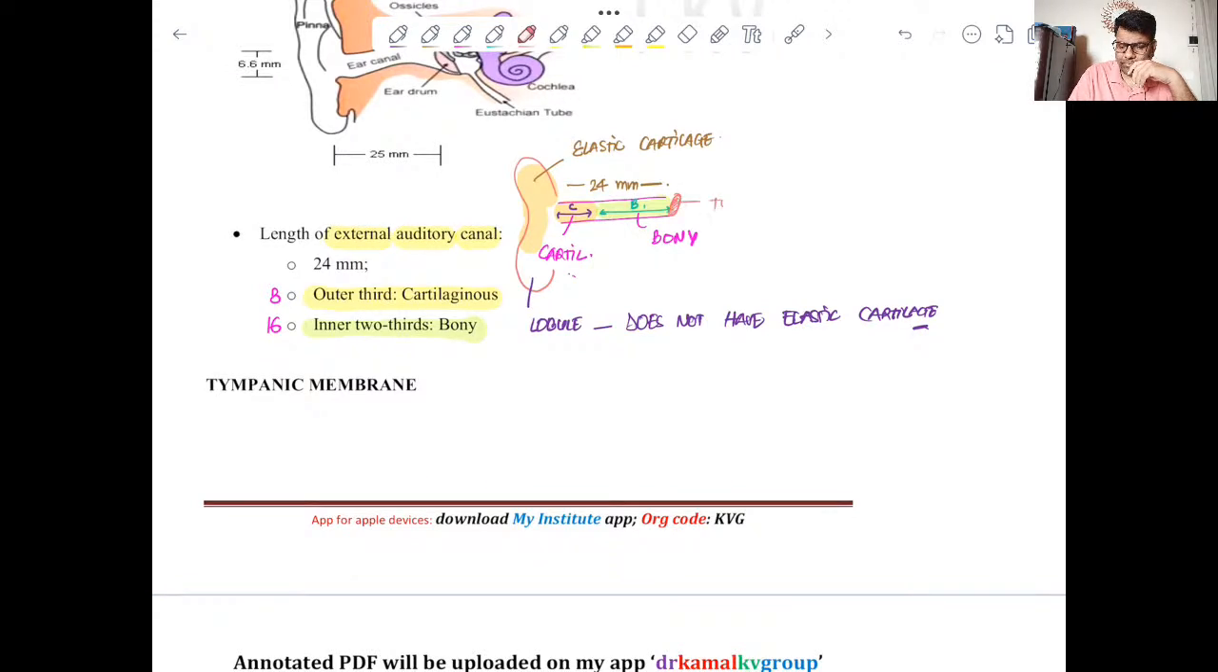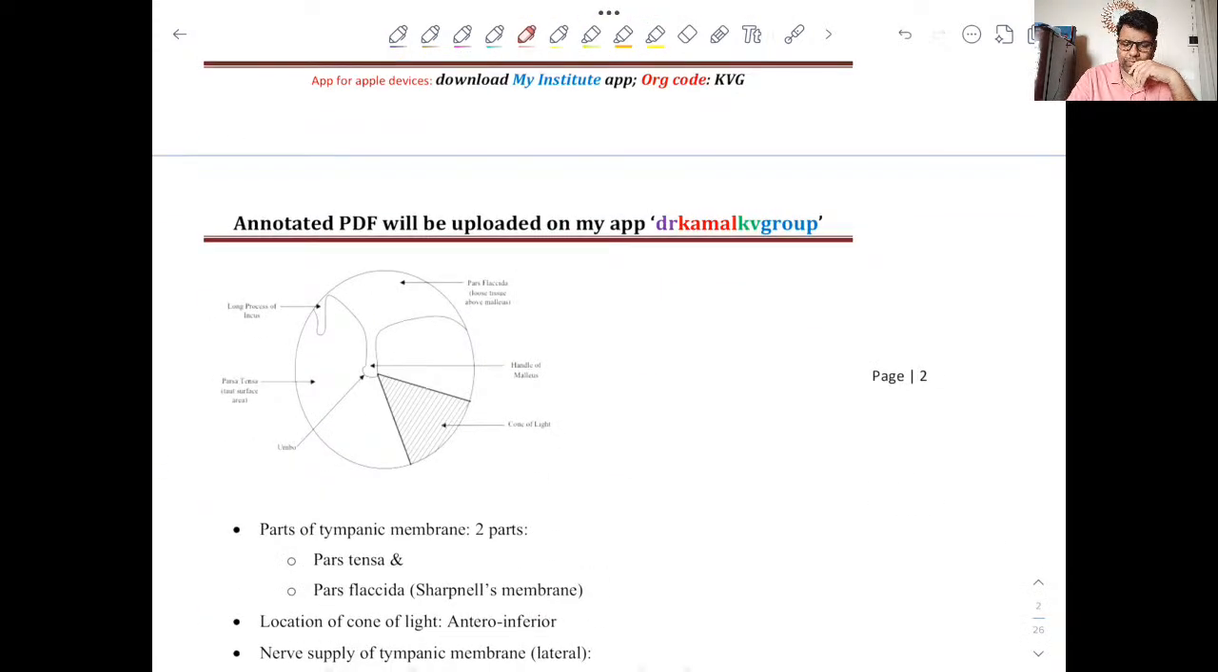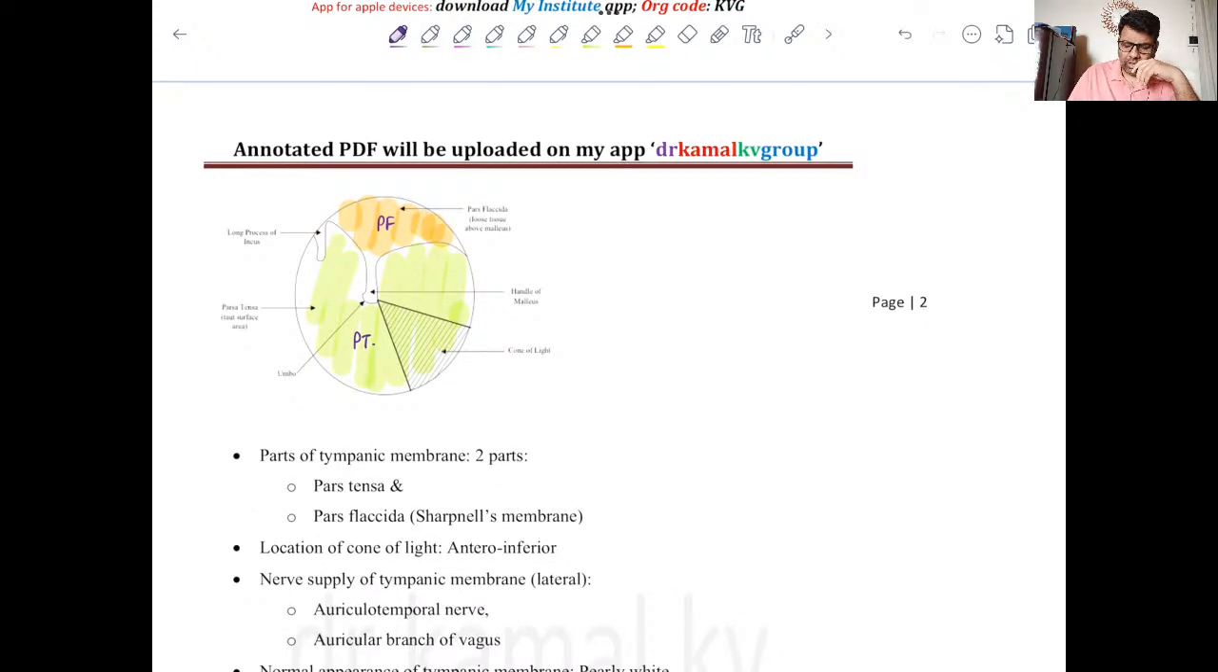So this is the tympanic membrane. Now the tympanic membrane, if you see, has two parts. One part is the tense part, so this is known as pars tensa. Okay, this is all pars tensa, and the upper part is flaccid, and this is known as pars flaccida. Clear? So pars flaccida, pars tensa. Is that clear?